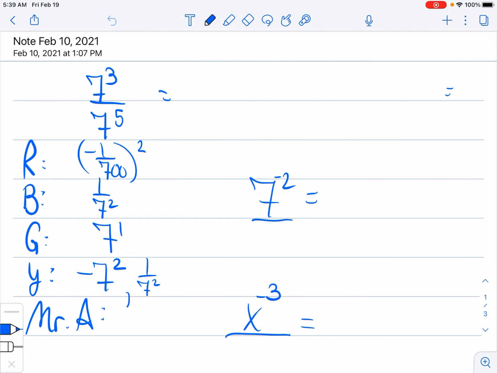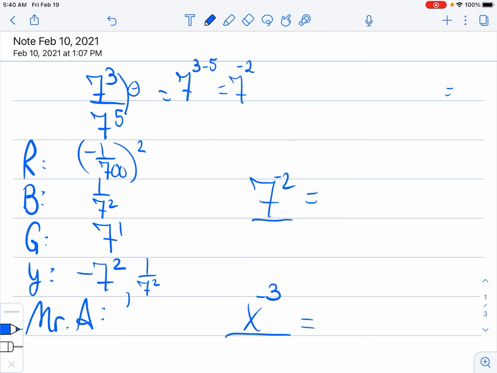So here's the idea. I have a problem up here, 7 to the third divided by 7 to the fifth. And of course, by property 2, we would subtract these exponents like so. So we would get 7 to the 3 minus 5. And 3 minus 5 is negative 2. So we'd have 7 to the negative 2 power.